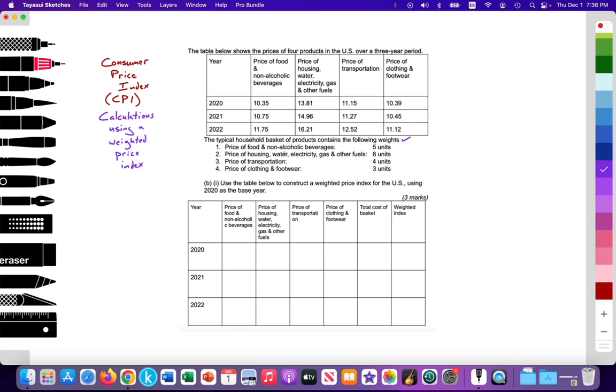So here we have the price of food and non-alcoholic beverages. The weight is 5 units. Price of housing, water, electricity has a greater weight of 8 units. Price of transportation, 4 units. Price of clothing and footwear, maybe a bit of a luxury, has less of a weight within the basket. Typically, the weights would be greater for those items to which a household allocates a greater proportion of their total income. So let's say on average, the household spends about 25% of their income on housing. So that should have a greater weight within the basket.